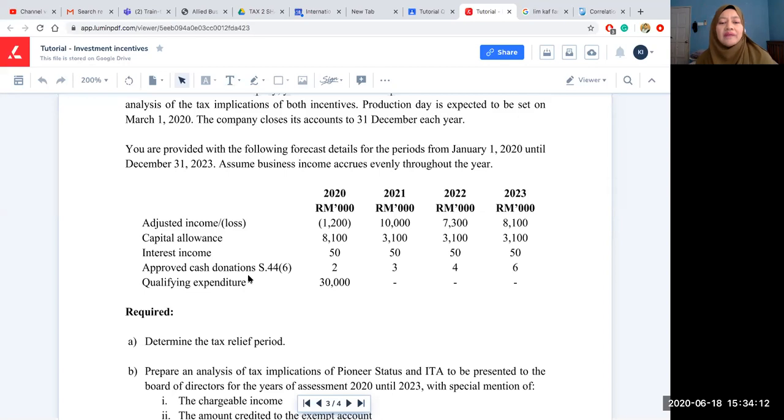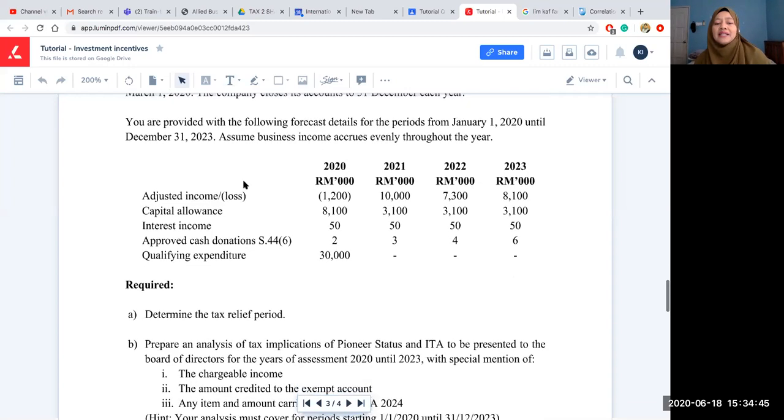Okay. And then you have capital allowance. So capital allowance is going to be claimed in the following year in the pioneer period. Interest income, approved donation, and qualifying expenditure. Remember that the question asked for both pioneer status and ITA. So the qualifying expenditure, you are going to use that information when you do your investment tax allowance. So for the purpose of pioneer status, you are not going to use that information to compute exempt income and chargeable income under pioneer status.